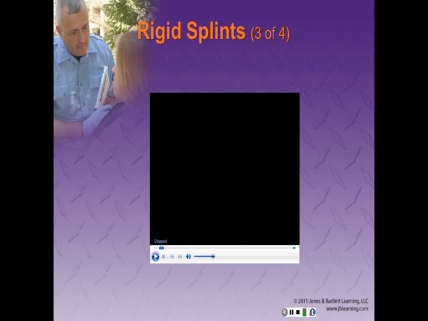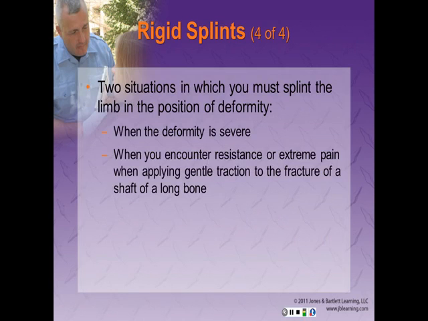There are two situations in which you must splint the limb in the position of deformity. This is when the deformity is severe, or when you encounter resistance or extreme pain when applying gentle traction to the fracture of a shaft of a long bone. Most dislocations should be splinted as found, but you should also follow your local protocols.